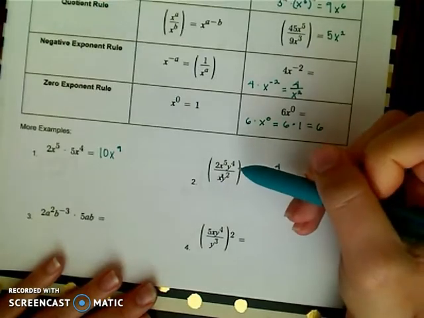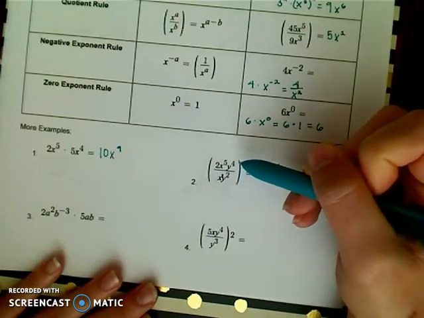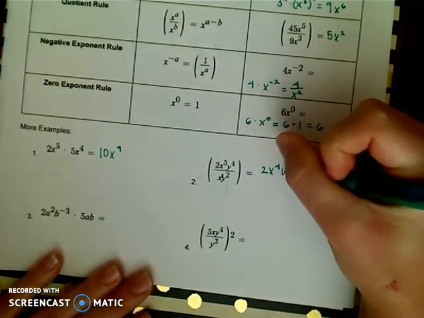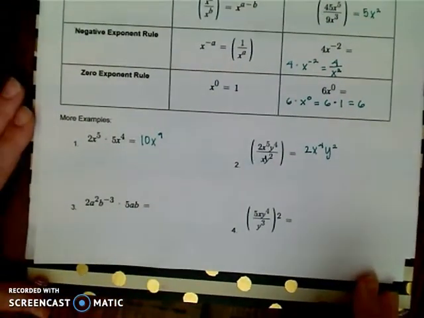All right, now let's apply that same rule to my y's. Y to the 4th over y squared. 4 minus 2 is 2, therefore that's going to become y squared. Let's look at example number 3.